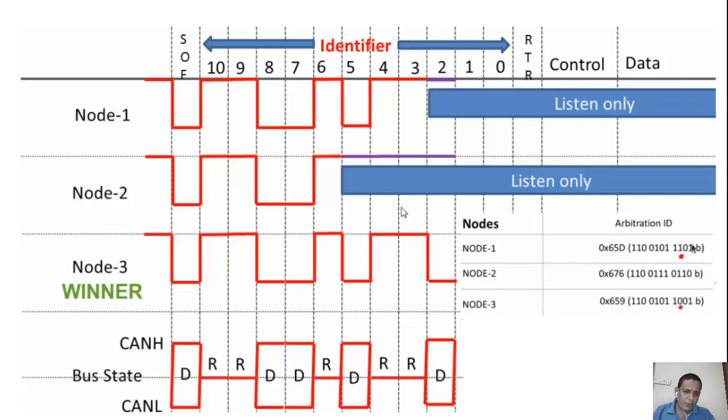This is how the priority is decided between the different nodes, and based on that the bus will be chosen. The CAN bus will be taken by the node, and now node 3 has access to the CAN bus, and the CAN data will be sent by node 3, and the others can listen to the bus.